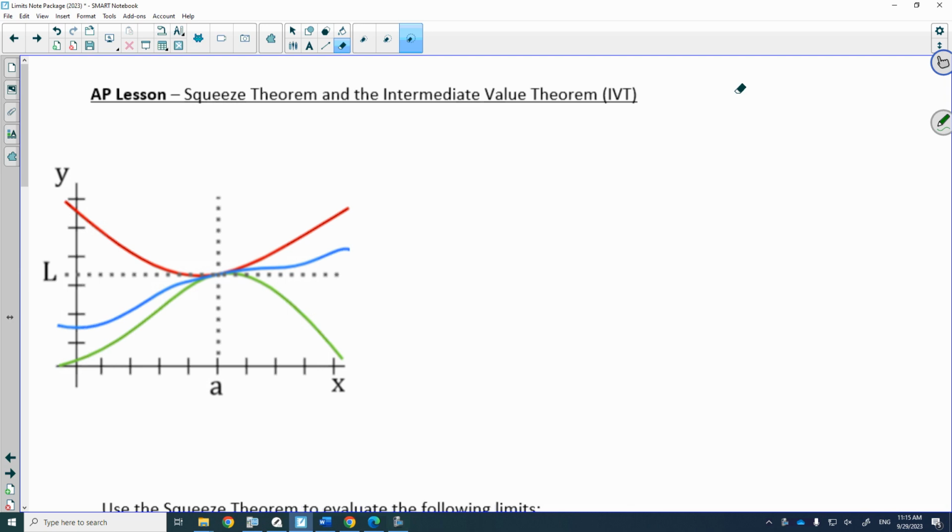Okay, so this lesson is on two theorems, the squeeze theorem and the intermediate value theorem. Let's actually start with what the squeeze theorem is.